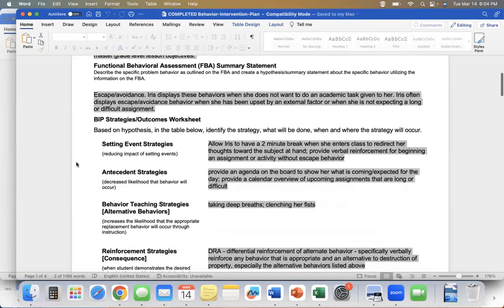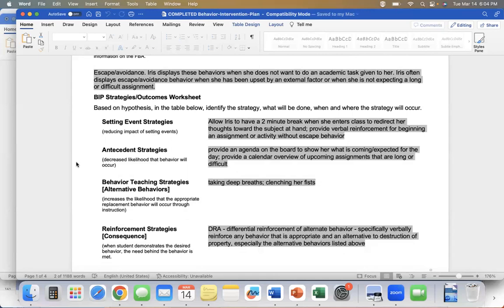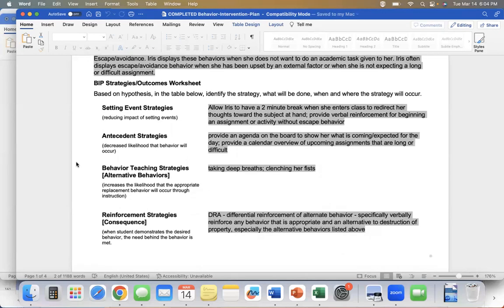So then we're looking at some strategies and outcomes. This is a worksheet. So here's where we're kind of spitballing and putting together some ideas about what are some things we could do here that would reduce this negative behavior. So setting event strategies, these are environmental factors. So what could we do to change the environment to help her out a little bit?